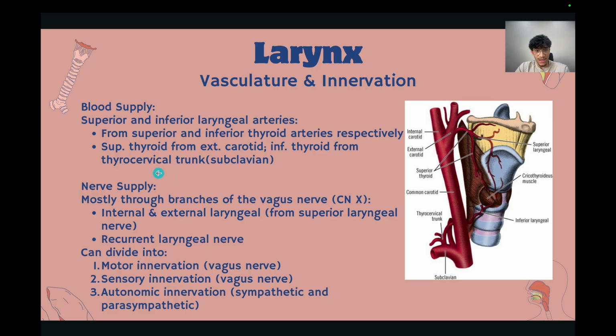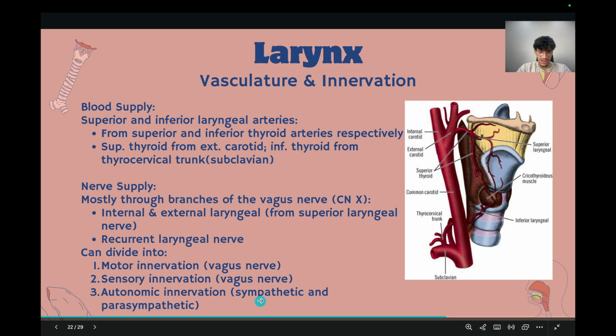Now the nerve supply, it's mostly branches of the vagus nerve. You have the internal and external laryngeal from the superior laryngeal nerve, and you have the recurrent laryngeal nerve. You can divide into motor innervation, sensory innervation, and autonomic innervation, which comes from sympathetic and parasympathetic.